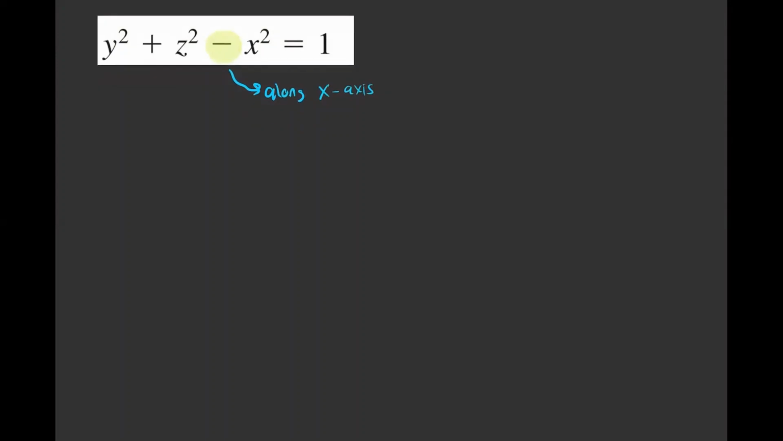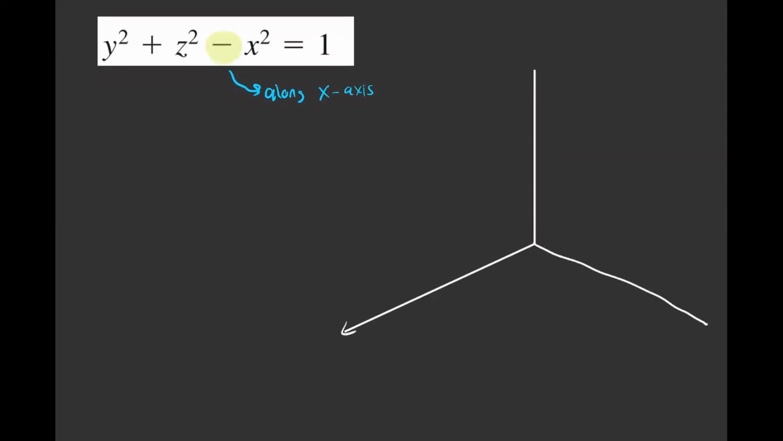Now let's take a look at this one. Again, we have a hyperboloid of one sheet because all of these are squared equal to a constant and there is one negative sign. The negative sign is in front of x. So that means our graph, that shape, will be along the x-axis. Let's take a look at how it's going to look like. So here's our X, Y, and Z plane.